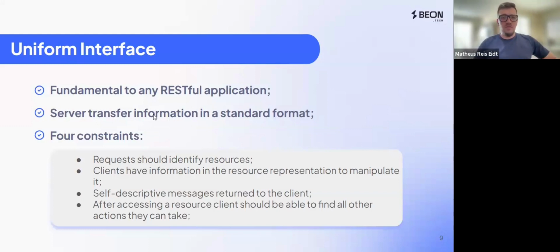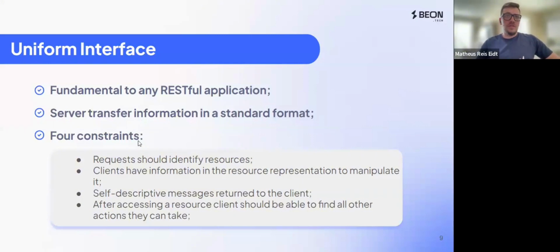Also, the client should have information in the resource representation to manipulate it. This means that if we get a book from this library API, we should have in this resource representation a way to get this information to manipulate it on the server. For example, if you send the ID of the book, the client can use this to do an update or a delete on this book.